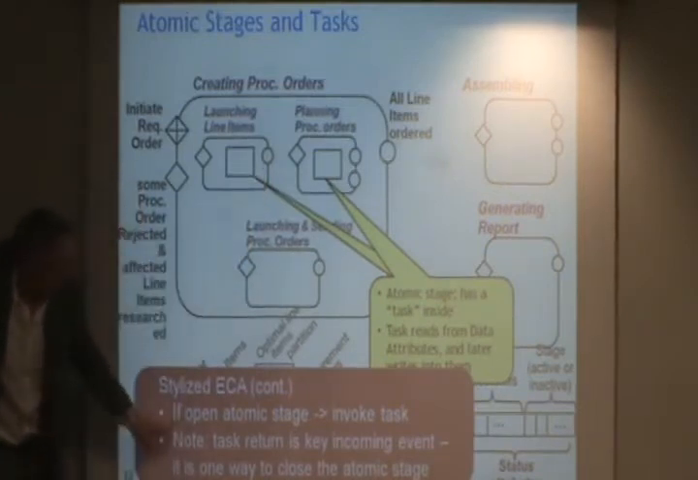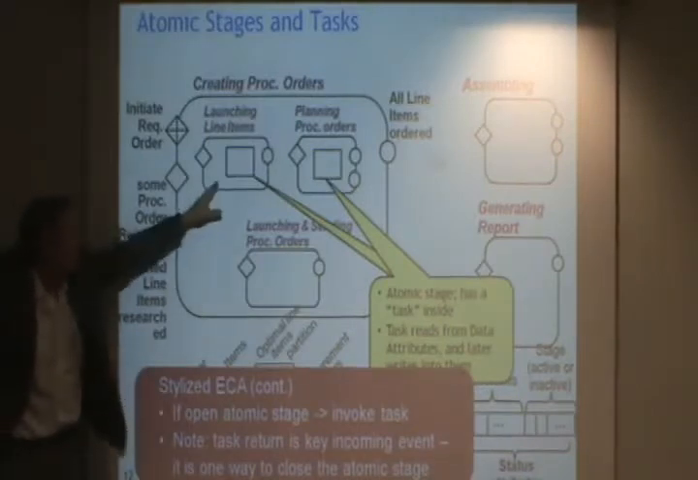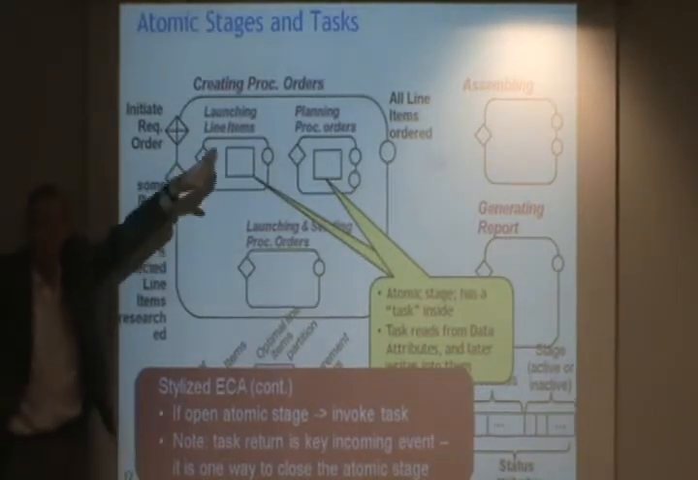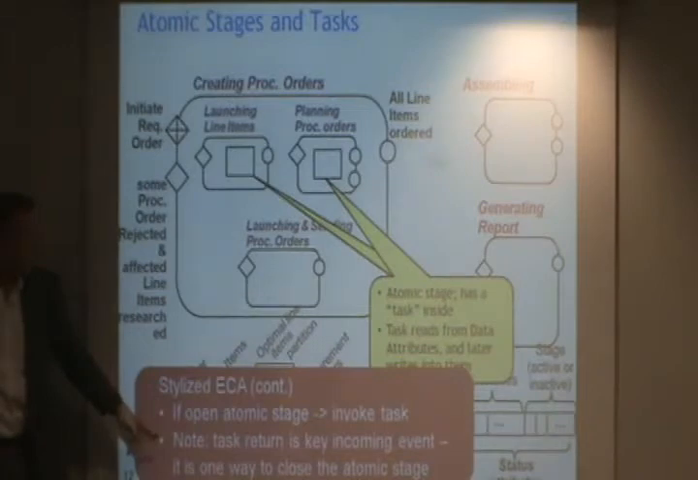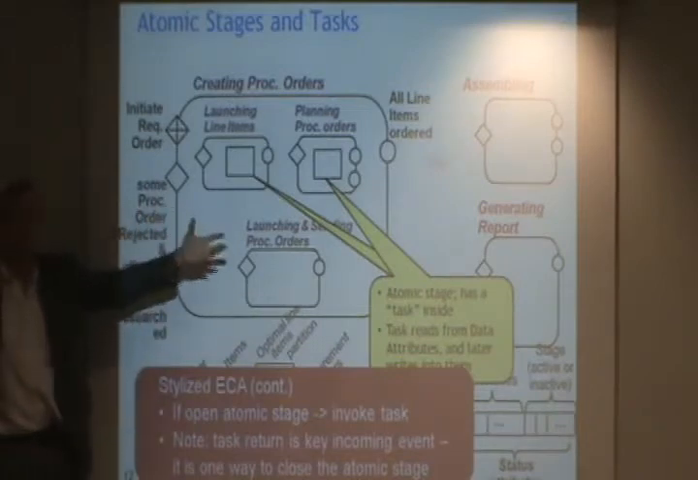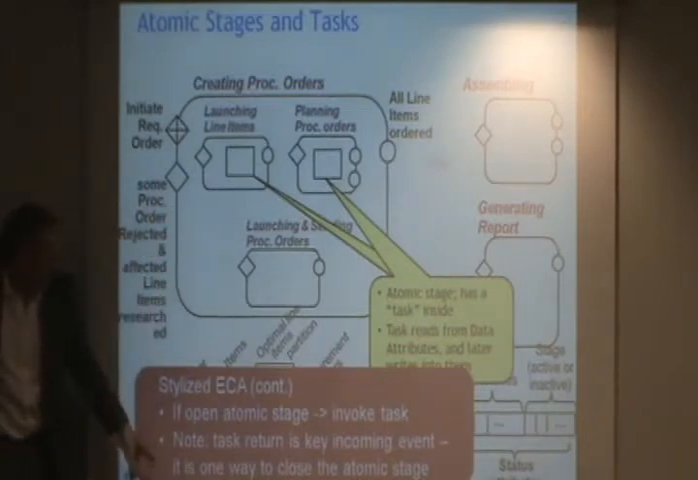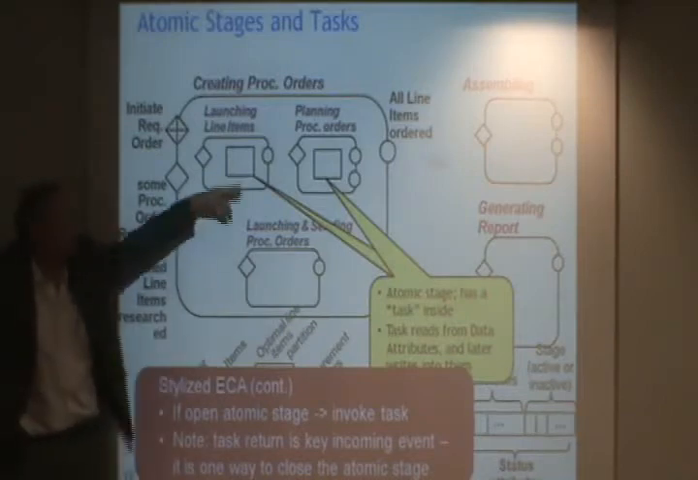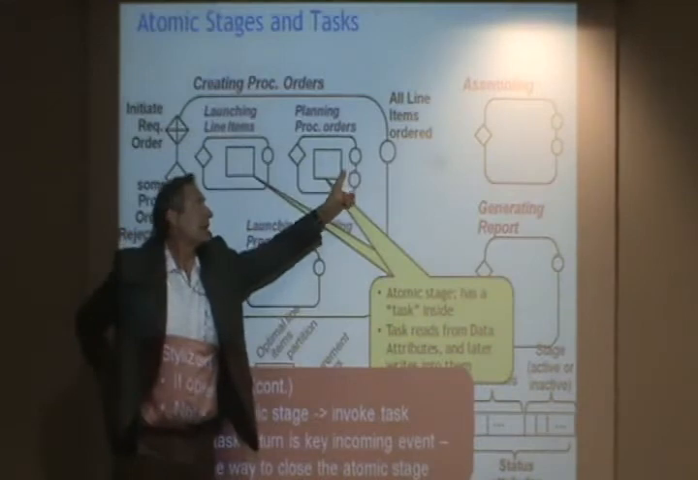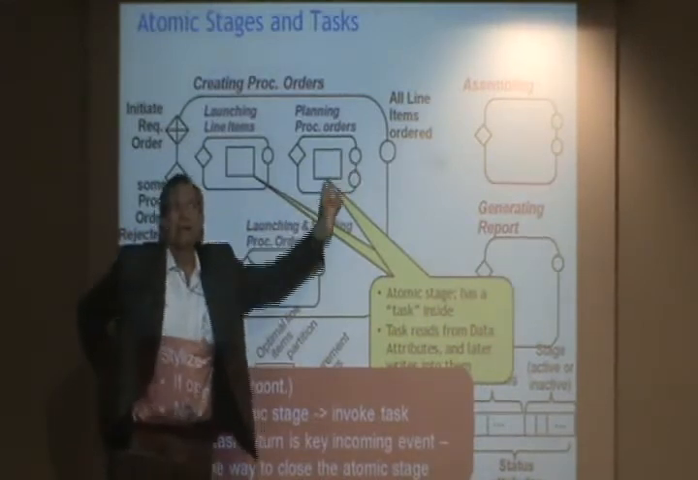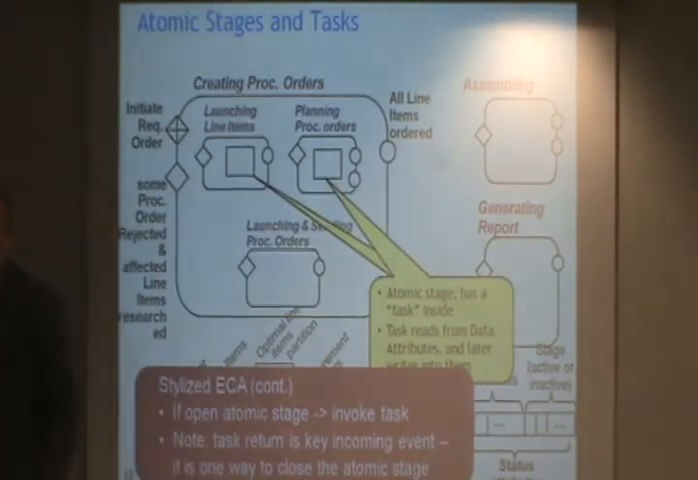So if I open this stage, then I'm going to invoke the task. I'm going to tell the environment to do something. And then the task return is viewed as an incoming event. So I'm viewing them all as asynchronous in some sense. It's one of the ways I might close the stage. There might be another way to close the stage, but one way is that the task ends, and that is a triggering event for some milestone there.